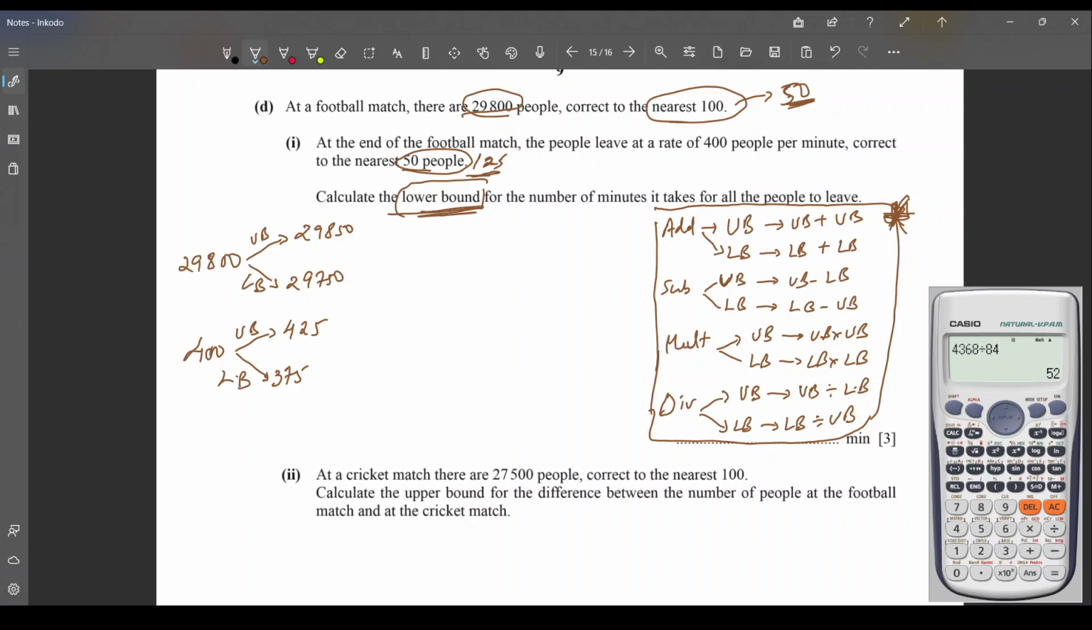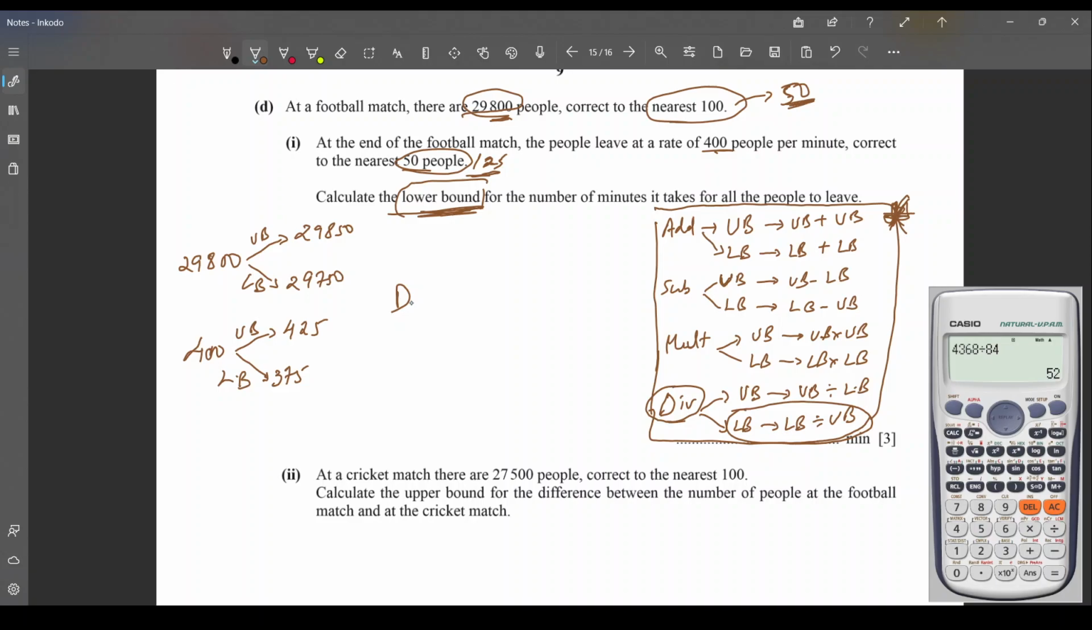So to calculate the rate of something, we have to find out the time, right? The time taken for leaving will be, number of people leaving at 400 per minute, so we'll be dividing that. So in case of division, this is the key scenario. In case of division, we have to find the lower bound, so this formula we have to use.